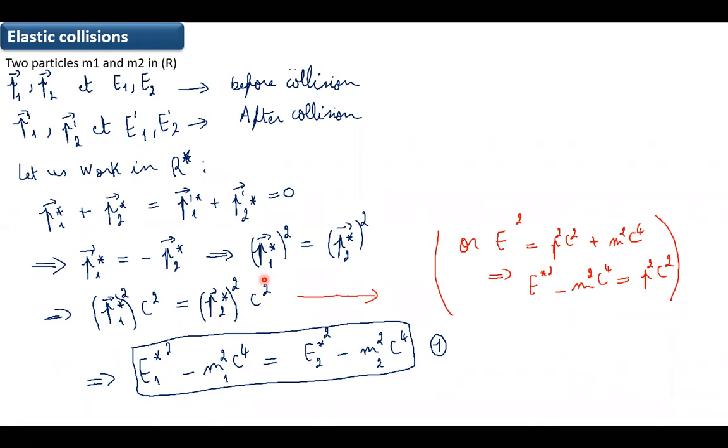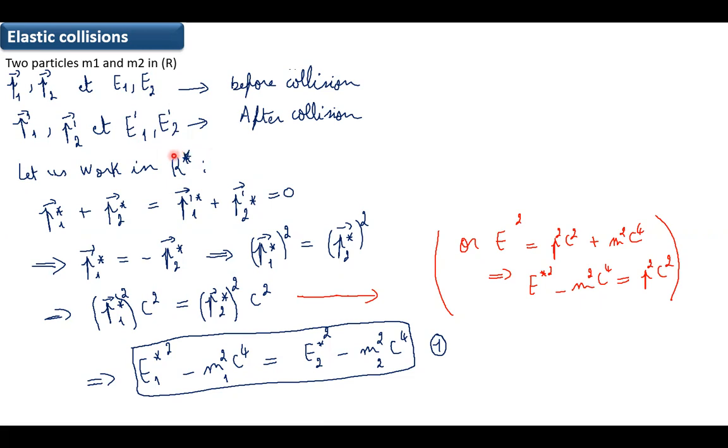We will consider two masses M1 and M2 in the frame R. Before collisions, they have the two 3D momentums, P1 and P2, and of course, energies E1 and E2. When they do this collision, their momentums will be P prime 1 and P prime 2 as 3D momentums, and E prime 1 and E prime 2 as the energies after collision.